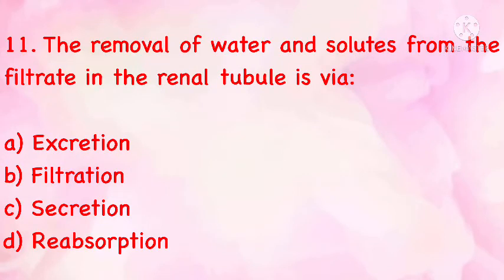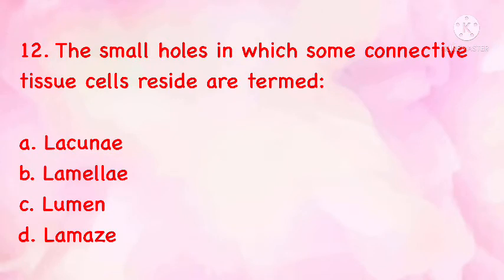The removal of water and solutes from the filtrate in the renal tubule is via extraction, filtration, secretion, and reabsorption. Answer is reabsorption. The small holes in which some connective tissue cells reside are termed as lacunae, lamellae, lumen, lamage. The correct answer is A.